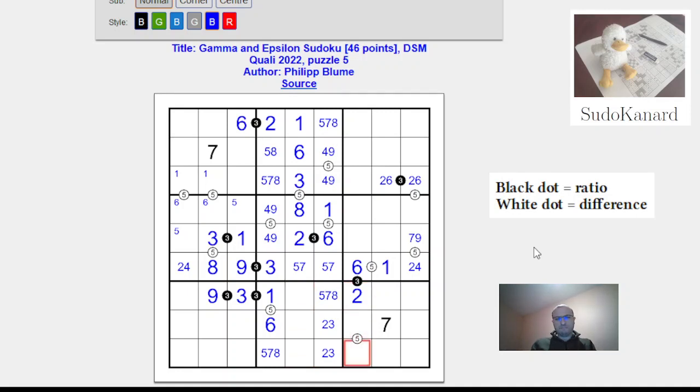This here can only be 4 and 9 again. Here, what are the options? I think 6 and 8 is the only one. 2, 3, 4, yes, that's 6 and 8 actually. The column still needs 2, 4, and 5. So there's a 2 down there.